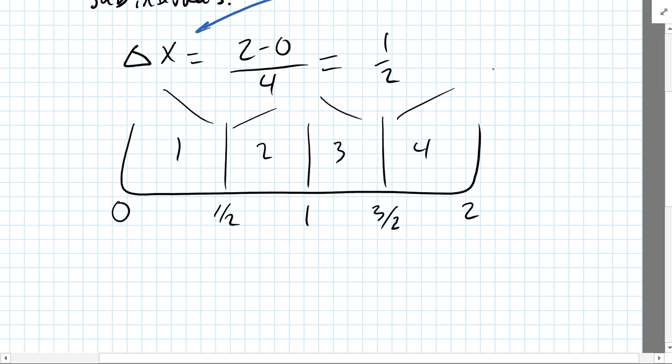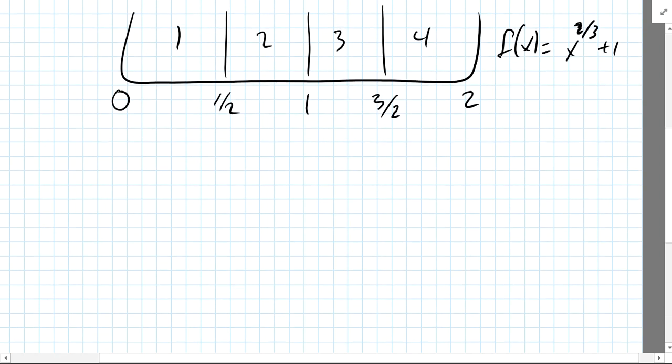It doesn't even matter what it looks like. You don't have to actually draw a graph. All you have to do is draw the bottom. Can you figure it all out from the bottom? Yes? Okay. So from this, if my function is equal to x to the 2/3 power plus 1, can I go find each one of these areas?